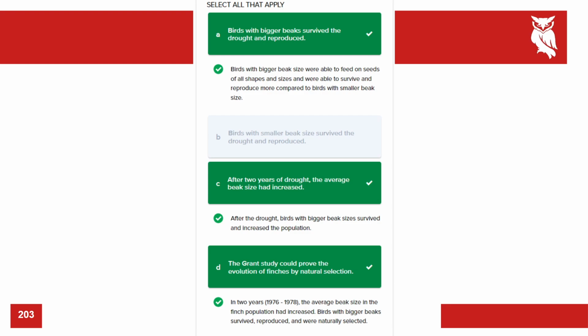So the correct answers are A, C, and D. The birds with bigger beaks survived the drought and reproduced because they were able to feed on seeds of all shapes and sizes, and were able to survive and reproduce more compared to birds with smaller beak sizes. C, after 2 years of drought, the average beak size increased. If you notice from looking at the figure earlier, you saw the average beak size increase from about 9.3 to 10.1. And because they were able to see this, D is also true. Since the beak size increased, birds with bigger beaks survived, reproduced, and were naturally selected, showing change over time due to natural selection.